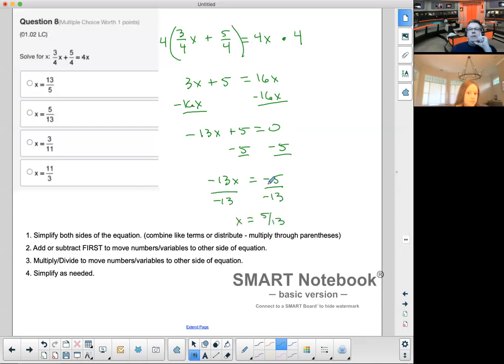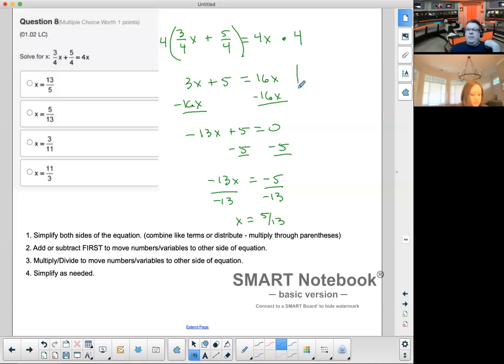Charlie, that's fantastic that you know how to clear the fraction. I didn't realize that you know how to do that. That's outstanding. I just thought they were all 4s, and I was like, let's just multiply this by 4. Yeah, you know what you're doing.